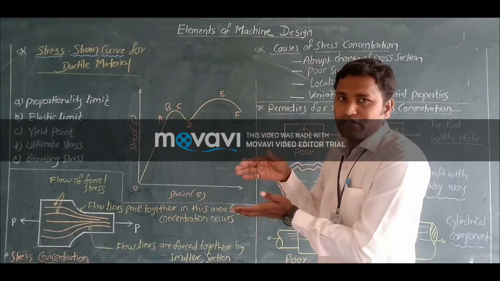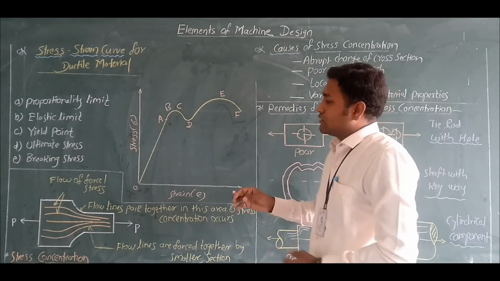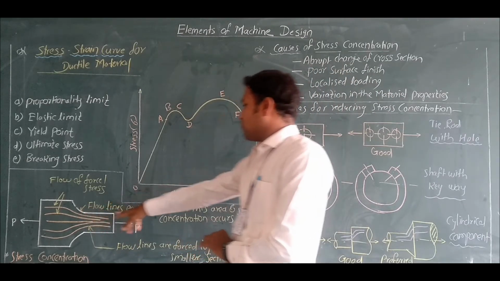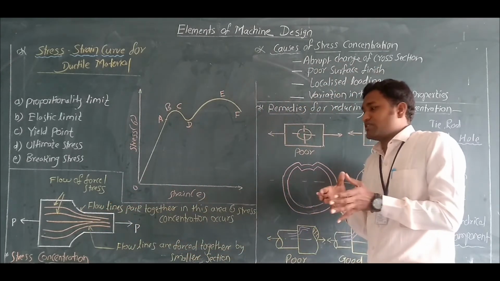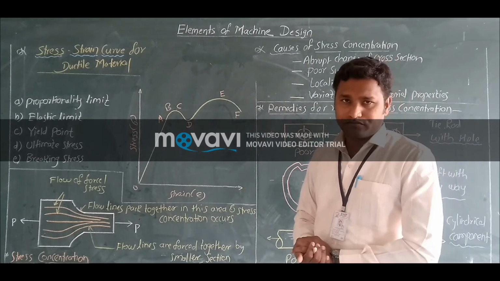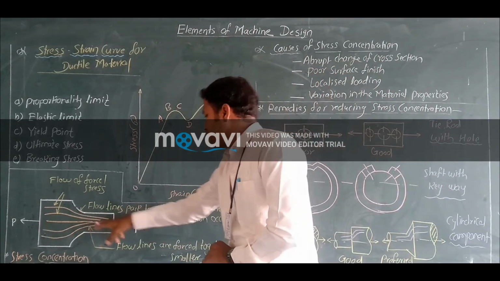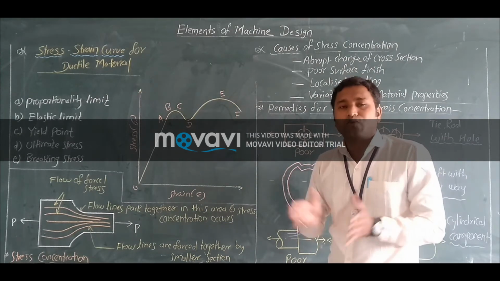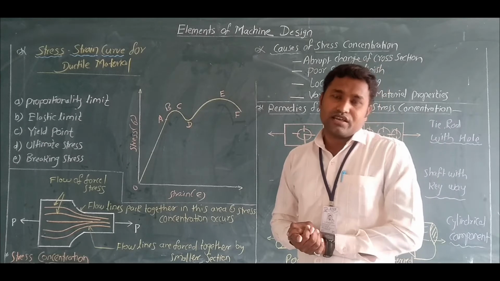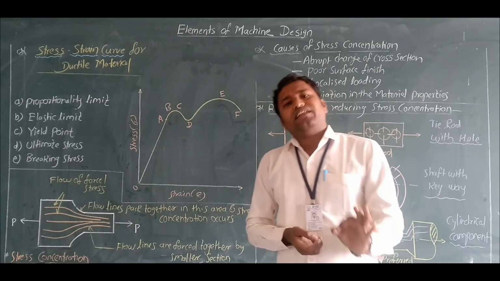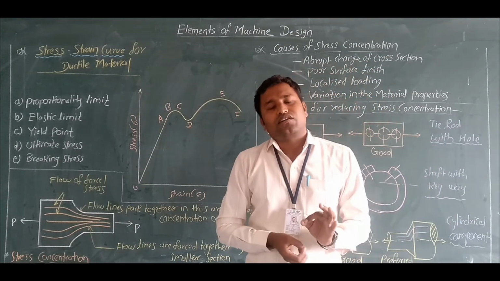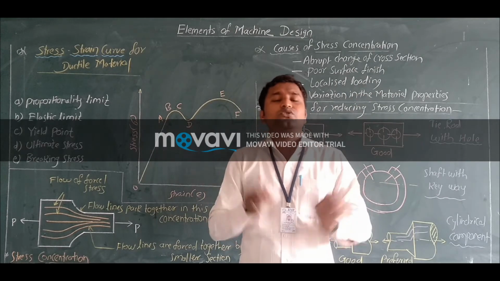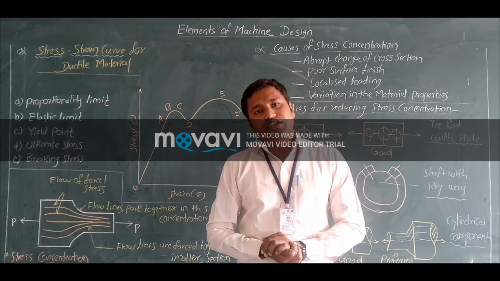A specimen is loaded under tension. The crystalline structure will change. Obviously, these load flow lines are packed together in this area and stress concentration occurs. Thereafter, the lower pattern will show the flow lines are forced together by the smaller section. The material is stronger when the total load applied is evenly distributed on the cross-sectional area.